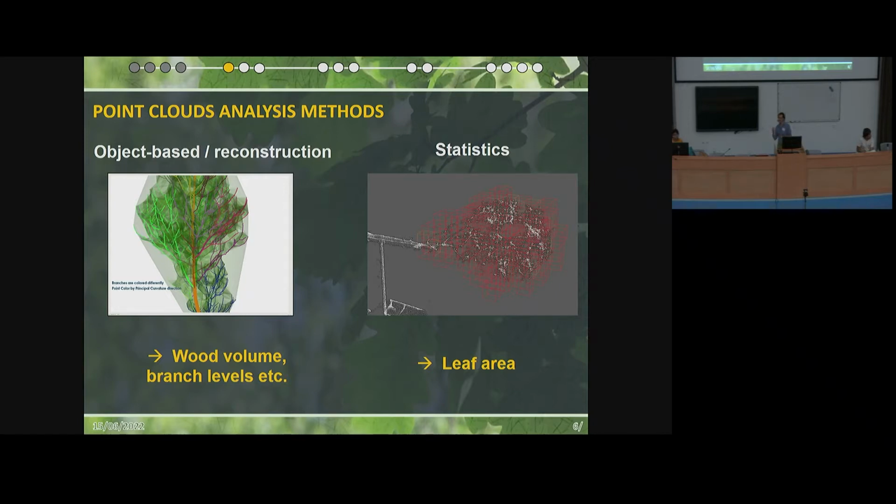We try to relate the amount of intercepted points in a volume to the amount of vegetation. So it's particularly adapted when you have needles and really small leaves.